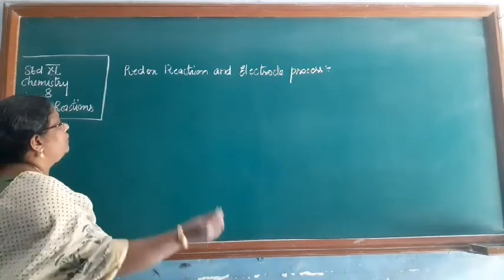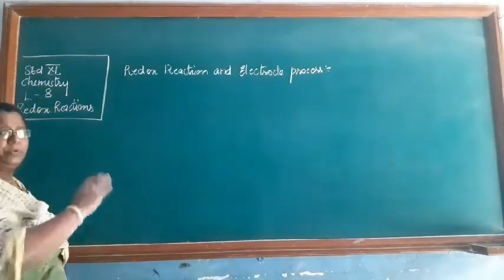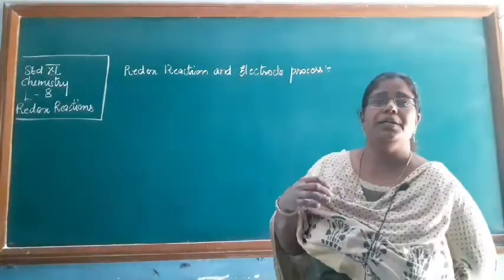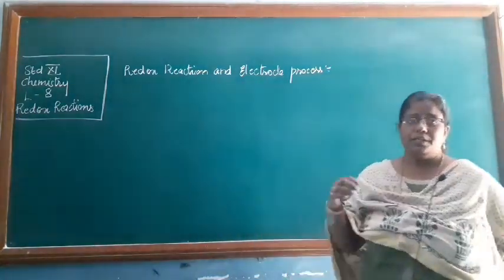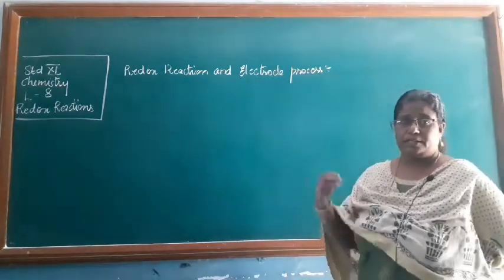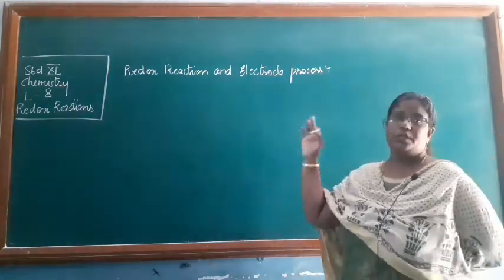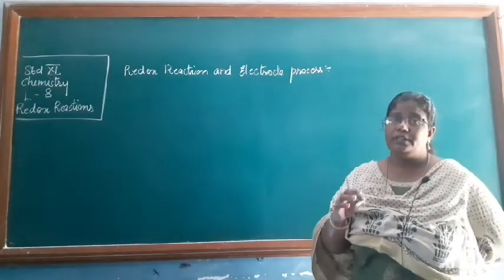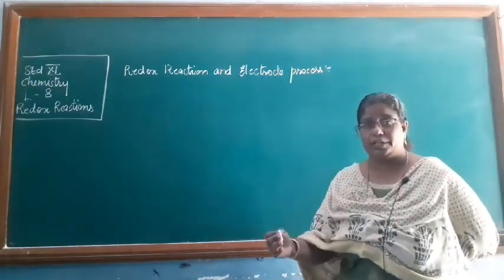Now, when I say electrode process, it means a process which might be occurring in an electrolytic cell or electrochemical cell. That will be called the electrode process. So, in an electrochemical cell, you will find that there is a redox reaction occurring.